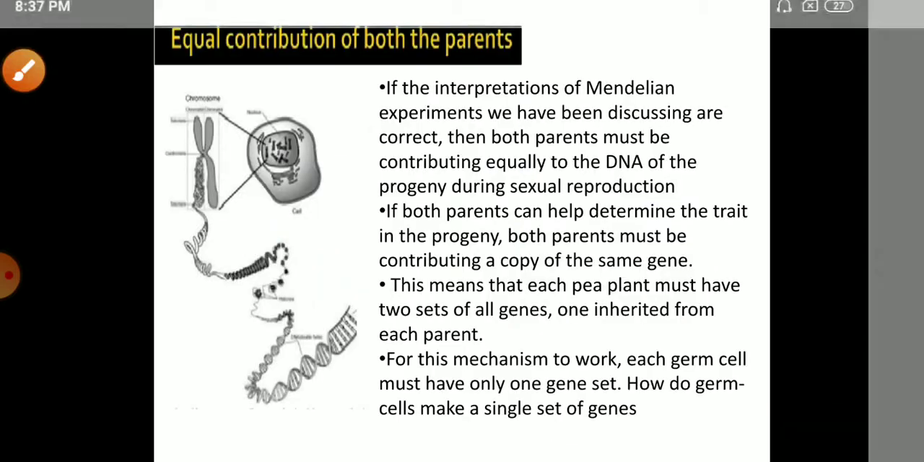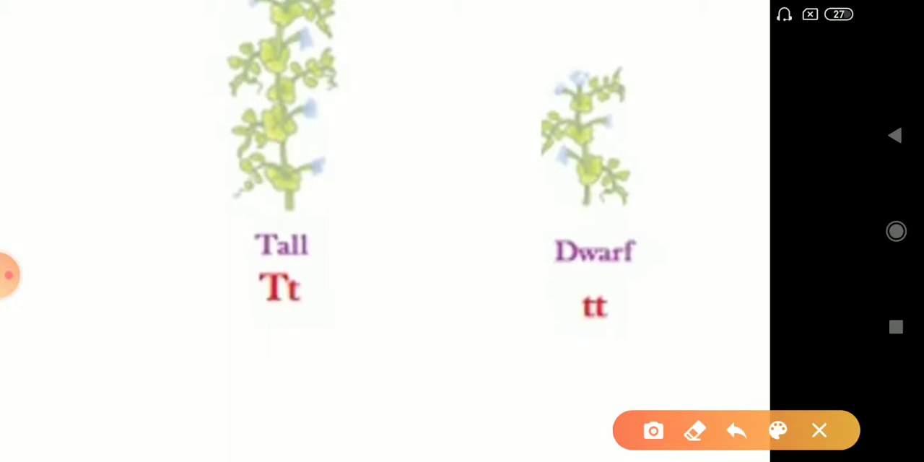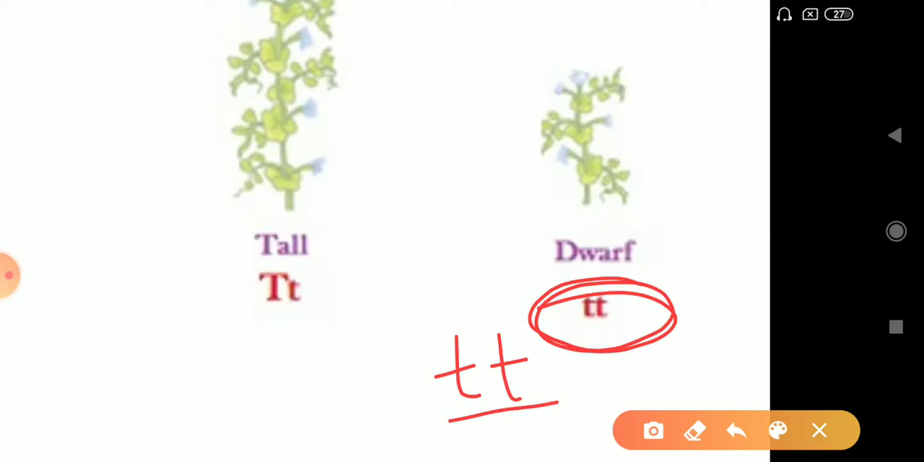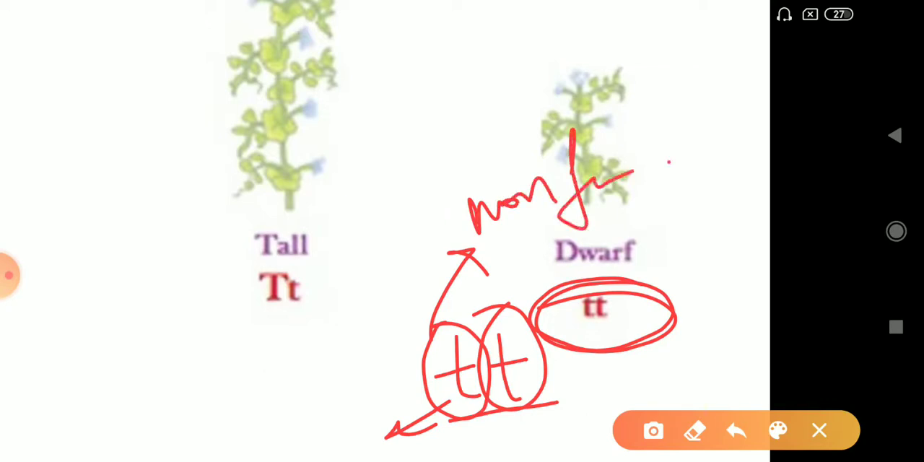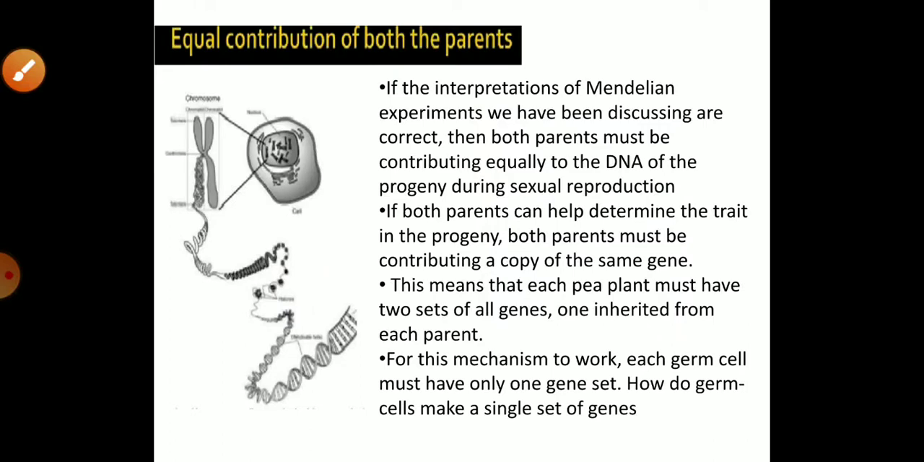But suppose the individual has two factors for shortness, two small t. Since both the genes are this altered gene, the enzyme that is made using the information of this altered gene will be non-functional or less efficient. So less growth hormone will be made in this case, and as a result the plant will be dwarf. So in this way the genes control expression of trait.